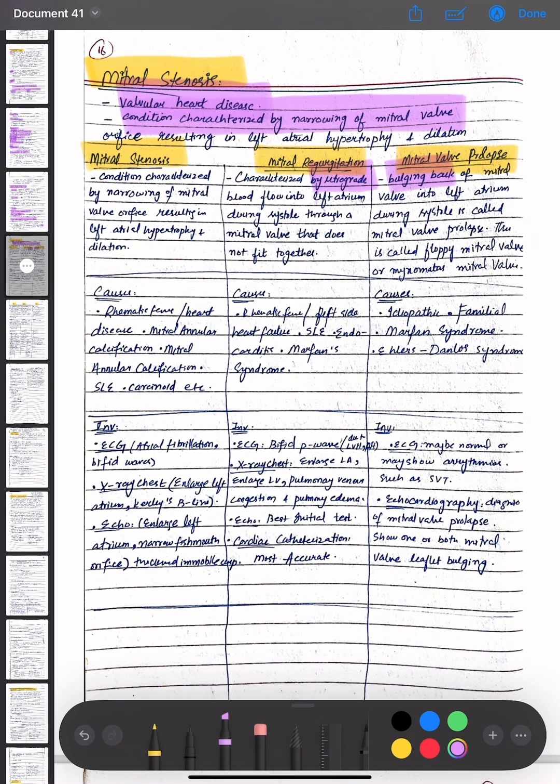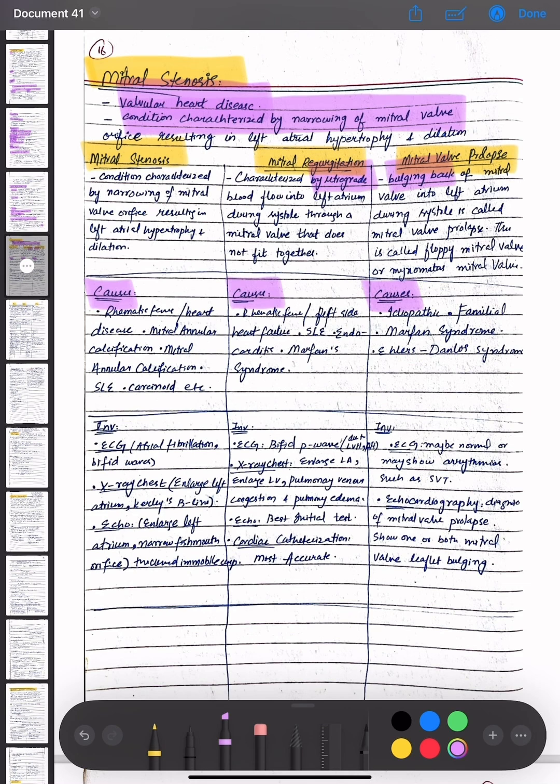Now, the causes of mitral stenosis are rheumatic fever, heart diseases, mitral annular calcification, SLE, and carcinoid, etc. The causes of mitral regurgitation are rheumatic fever, left side heart failure, SLE, endocarditis, and Marfan syndrome. The causes of mitral valve prolapse are idiopathic, familial, Marfan syndrome, and Ehlers-Danlos syndrome.